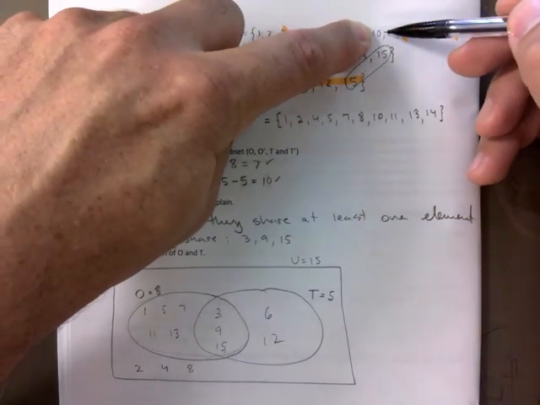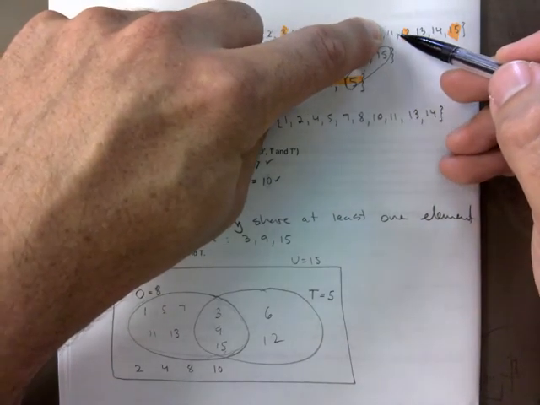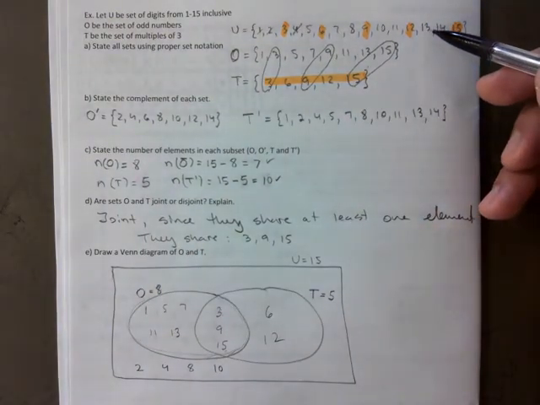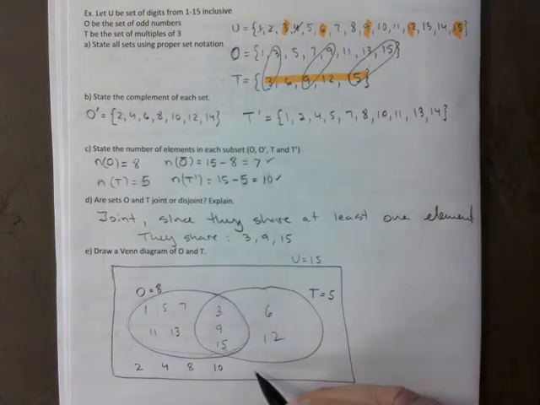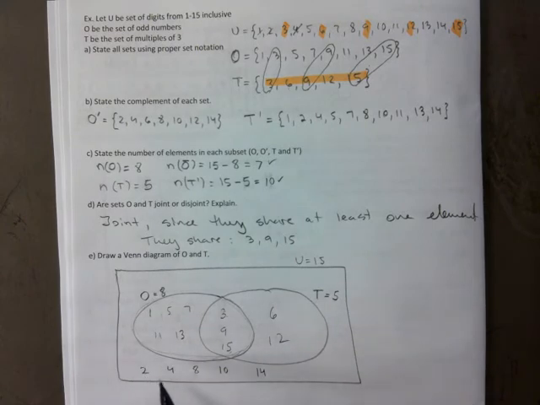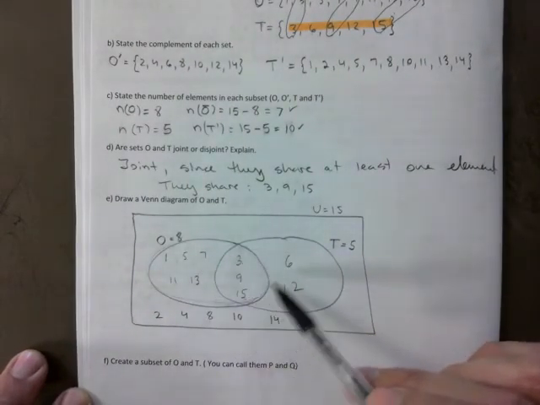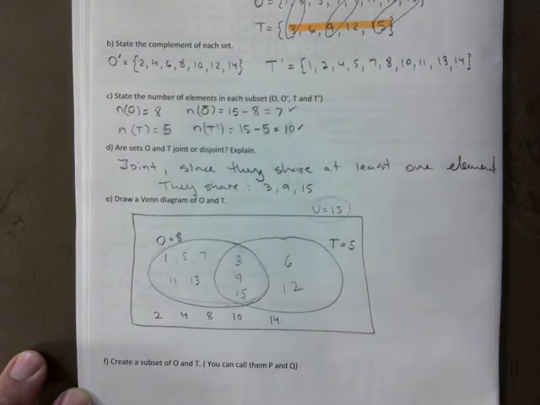9 is already there. 10, 11 is already used. 12, I've already used it. 13, yep. 14 isn't yet, so that's the one I need to add. So now, if you add it up, 10 plus 11, 12, 13, 14, 15, now you have 15 values, right? So whenever you add every section up in this diagram, it should always add up to your universal. Don't miss that, okay?